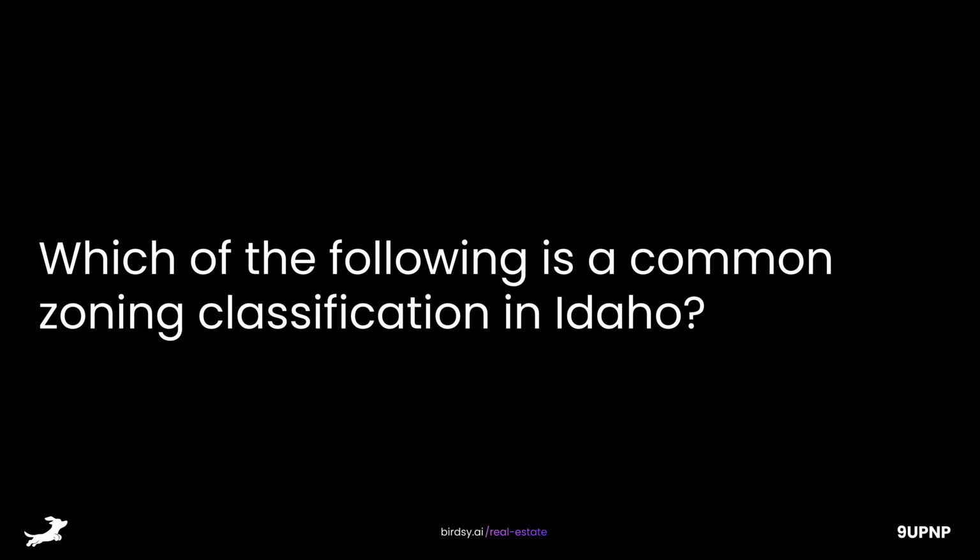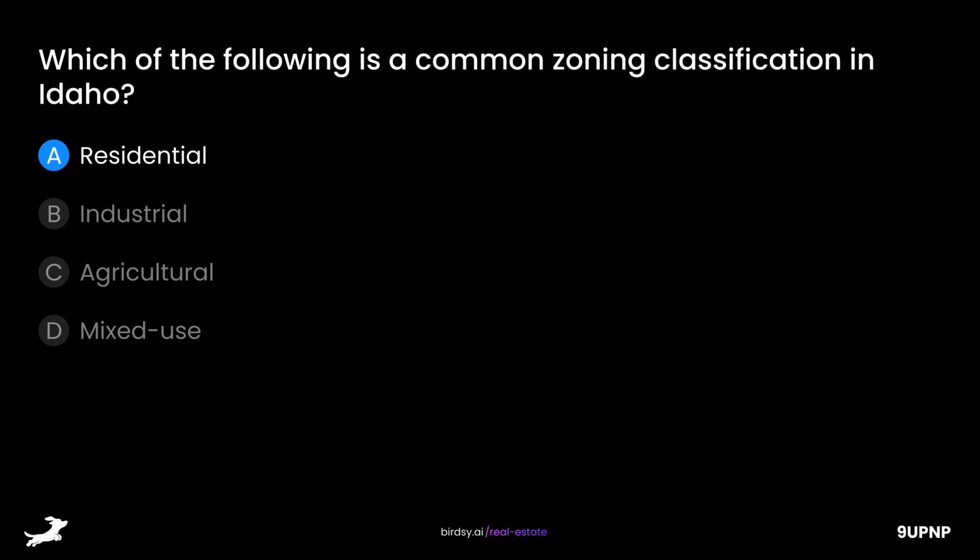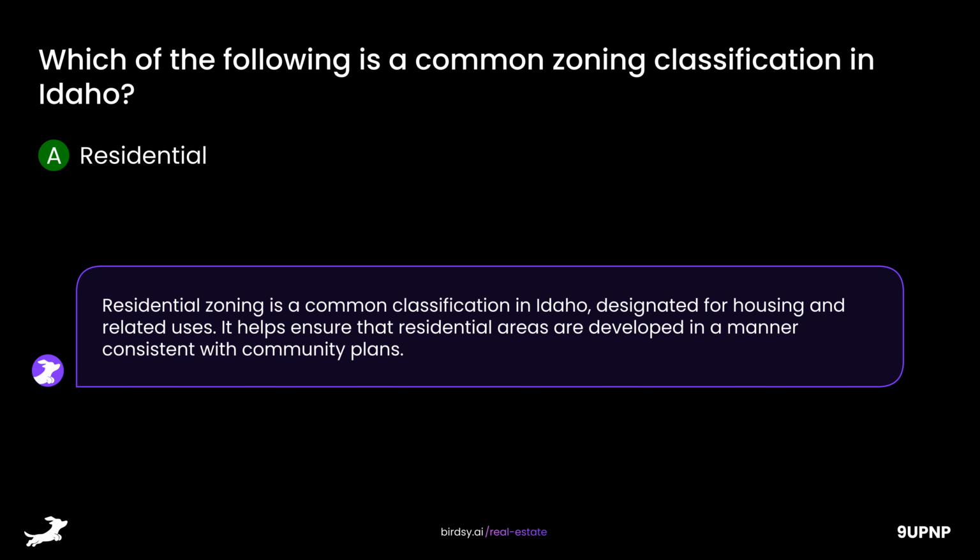Which of the following is a common zoning classification in Idaho? Is it A, residential, B, industrial, C, agricultural, or D, mixed use? The answer is A, residential. Residential zoning is a common classification in Idaho designated for housing and related uses. It helps ensure that residential areas are developed in a manner consistent with community plans.